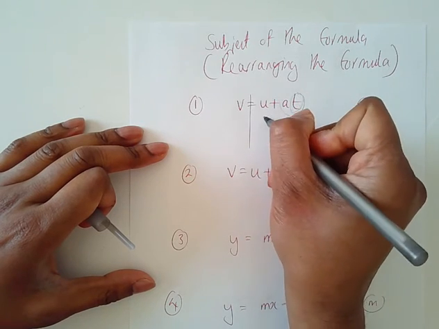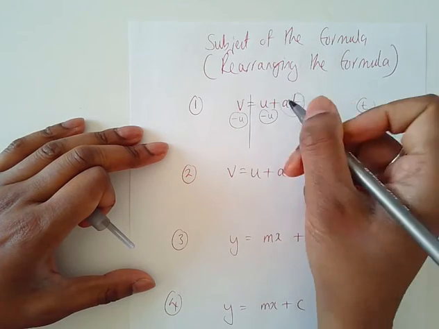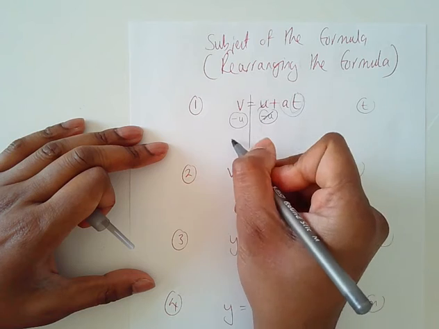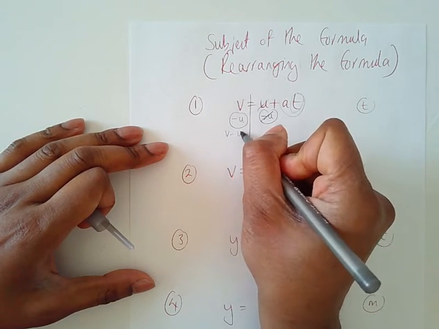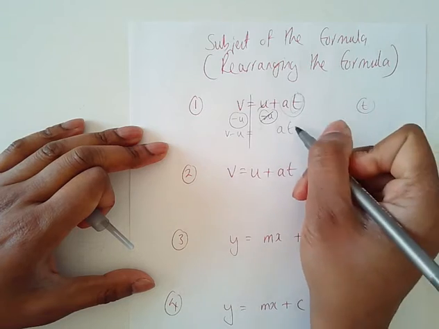So to get rid of plus U, you minus U. What you do this side, do on the other side. So U take away U, they cancel each other out, you're left with V minus U equals AT, that's what you're left with, the orange.